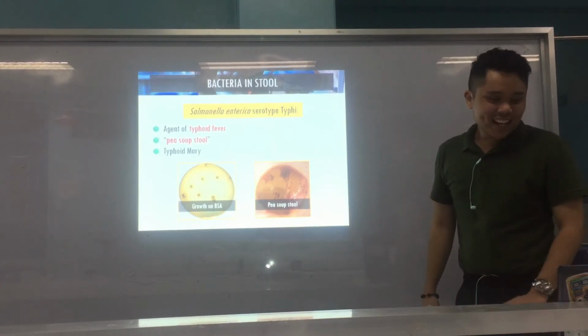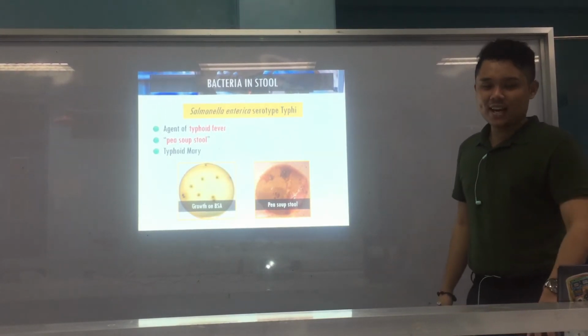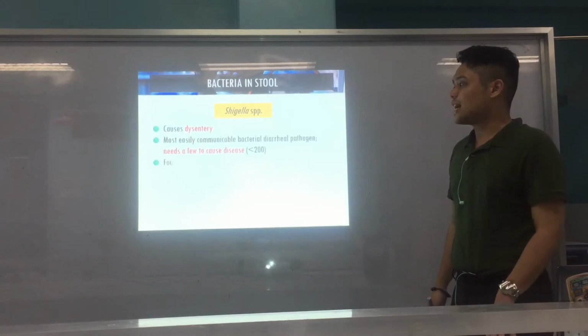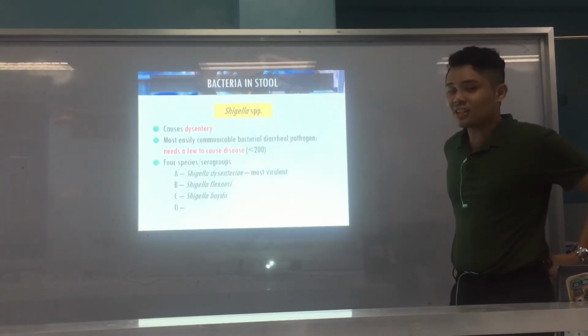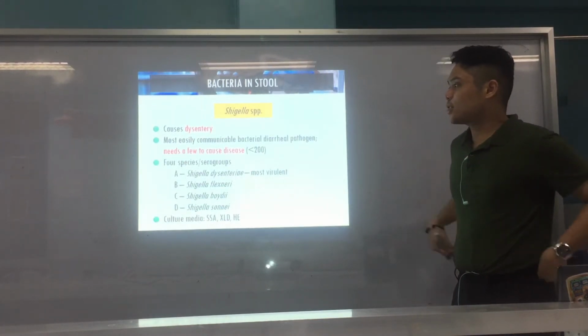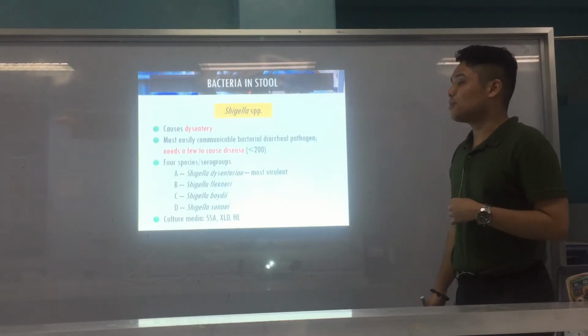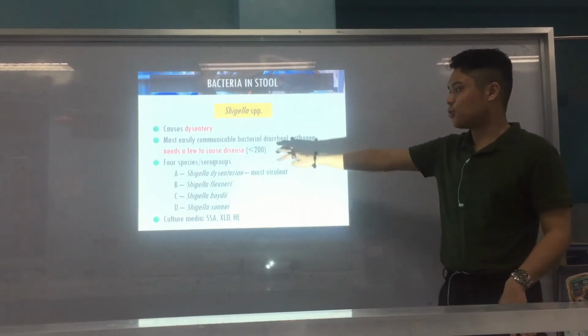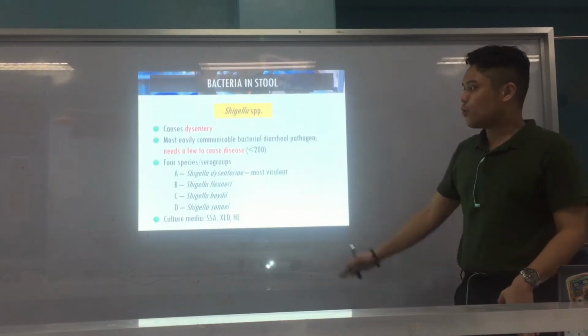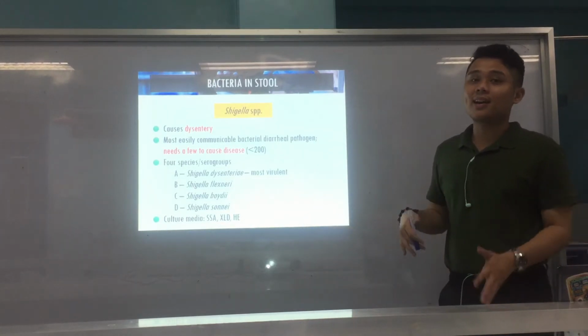Okay. Alright, that's for Salmonella species. Next one, you have Shigella. Of course, Shigella species causes dysentery. It's considered to be the most easily communicable bacterial diarrheal pathogen because it only needs a few to cause disease, less than 200. So that's how aggressive it is.